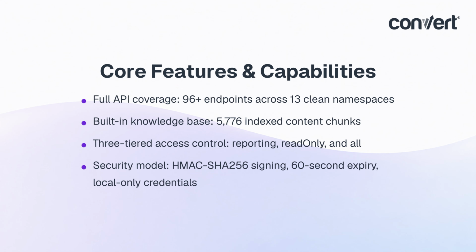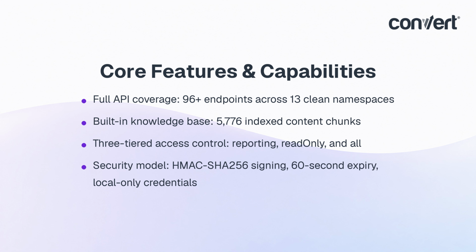With Convert MCP, here is exactly what you get. Full API coverage: 96 plus API endpoints organized into 13 clean namespaces. This isn't partial integration, it's the whole platform. A built-in knowledge base: 5,776 indexed content chunks from Convert's support library are bundled in. The AI assistant can answer "how do I?" questions about Convert without leaving the conversation. If required inputs are missing, it auto-queries its own search knowledge base tool to surface what's needed.